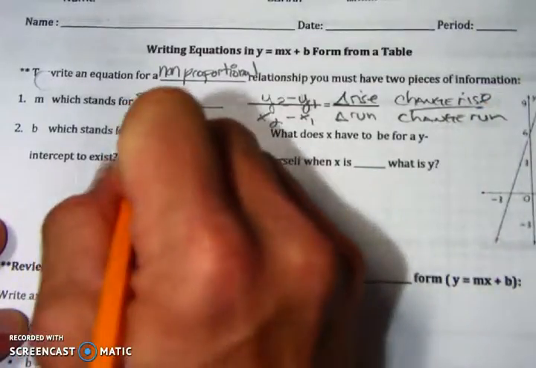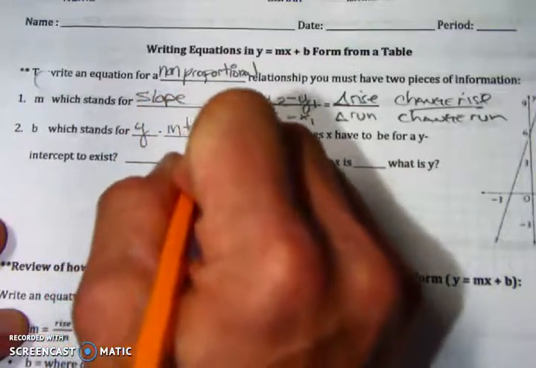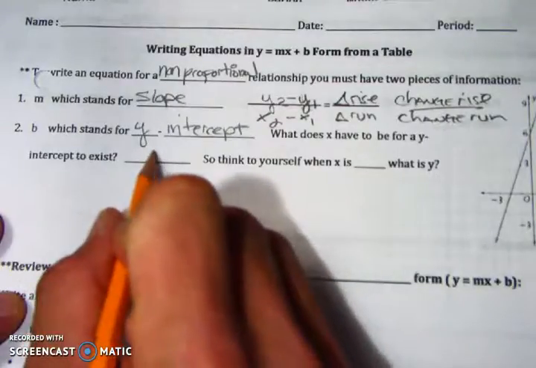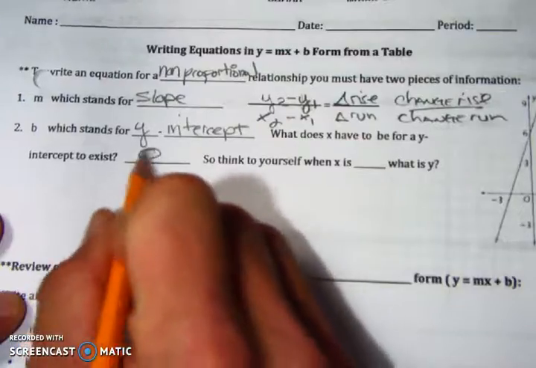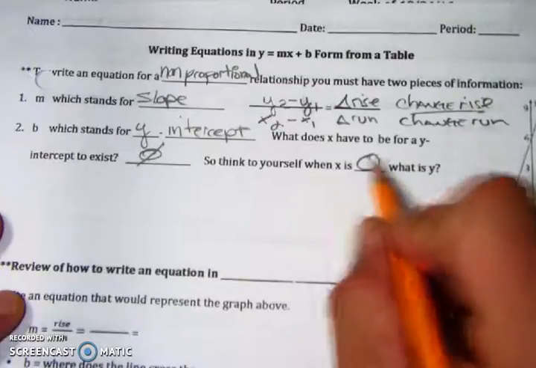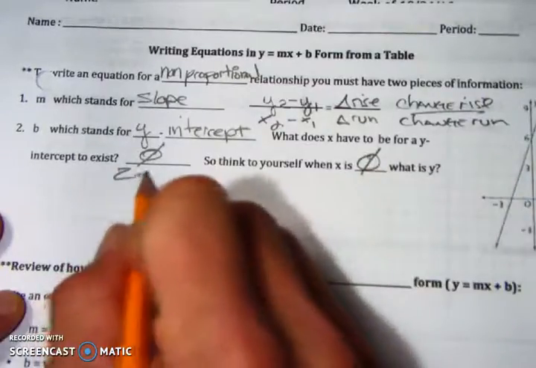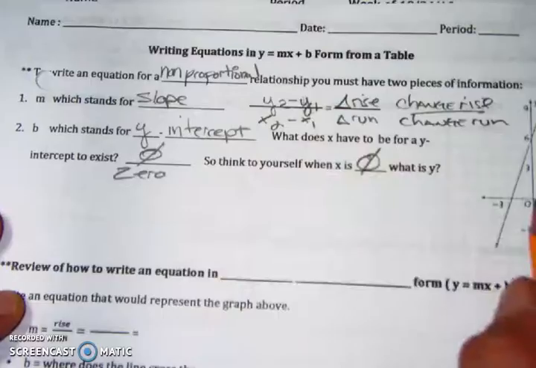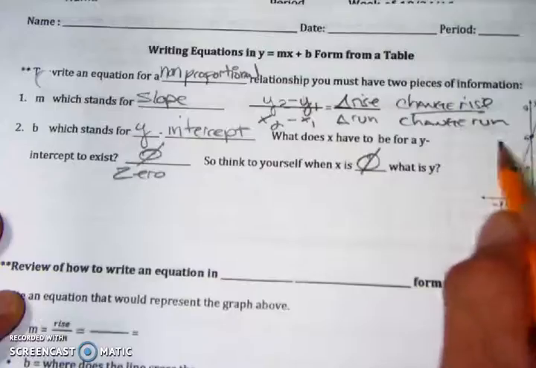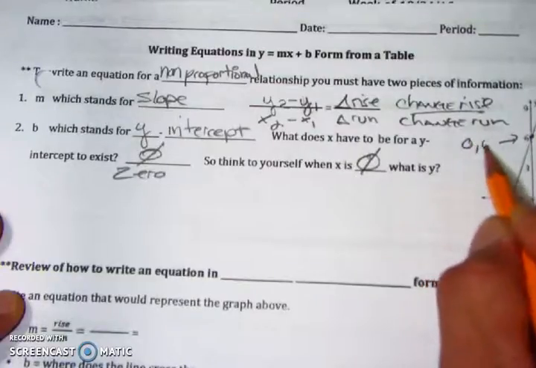B, which stands for the y-intercept. Question: what does x have to be for a y-intercept to exist? X has to be 0. So think to yourself when x is 0.